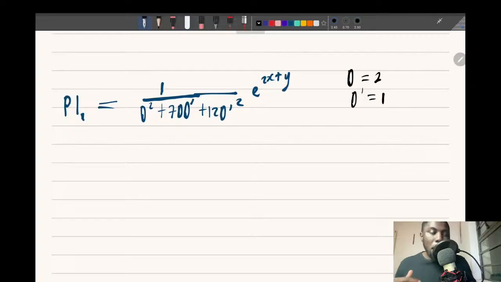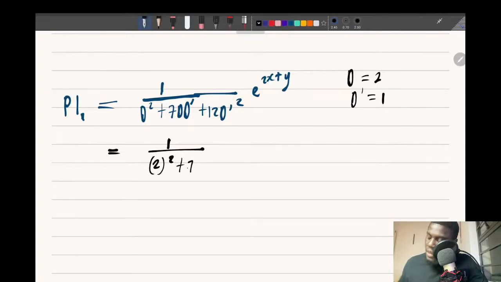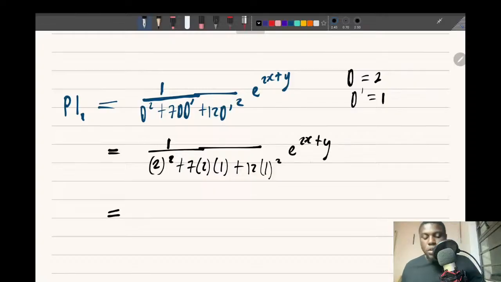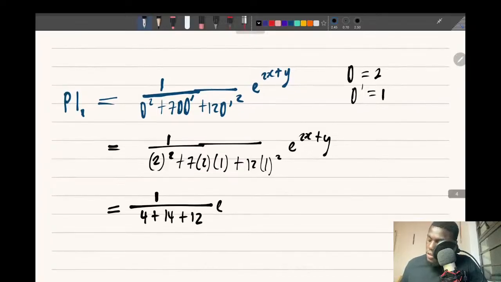You always have to write, depending on what you are solving. Are you doing the trig one, the polynomial one, or this one? So here we do it like this. Then we're now going to say this is going to be equal to 1 over. For D, we are putting 2. So it's 2 squared plus 7 times D, which is 2, times D prime, which is 1. Then you're going to say plus 12 times D prime all squared, which is 12 times 1 squared. And this is going to multiply e to the 2x plus y. So what are we going to have now? 1 all over 2 squared is 4, plus 14, plus 12. And this is e to the 2x plus y.